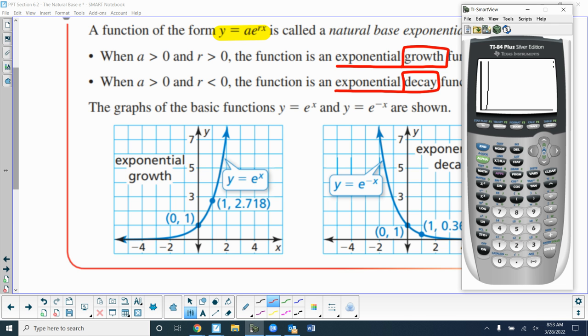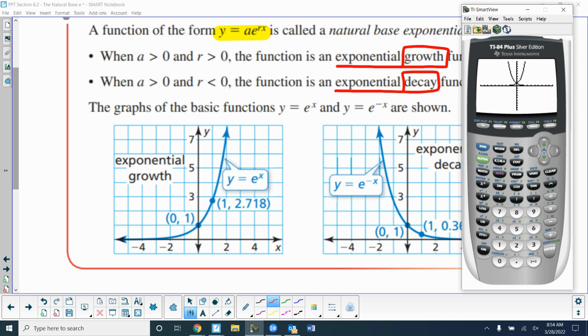Okay. How do I get it to look like I need it to look? How do I get it to the basic or our standard window? Zoom what? Zoom 6. Thank you. So there's our e to the x. If I want to do e to the negative x, go to my y equals. Again, I'll just go down and do that one as well. Again, second natural log, ln, and then put negative. Remember, negative's down here at the bottom. X. Close it up. And then you get graph, and you'll see the other one come down. Okay?